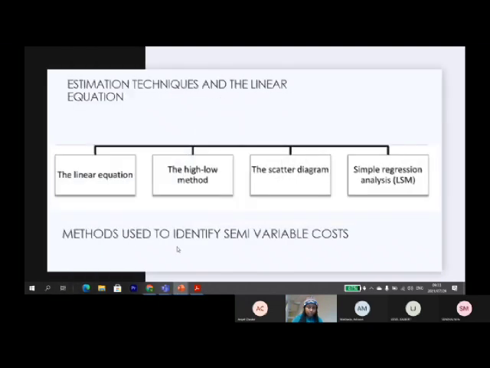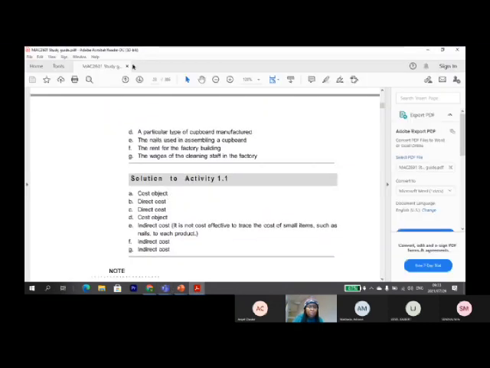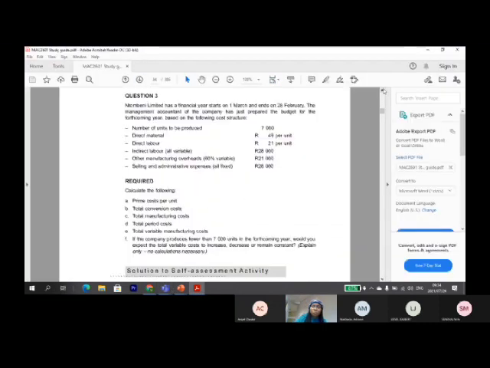So before I go there, let's look at question 3 on page 18. Let's go to question 3. You can also do it at home as an example. Question 3 says that Ntombeni Limited is a company that has a financial year end from the 1st of March until the end of Feb.